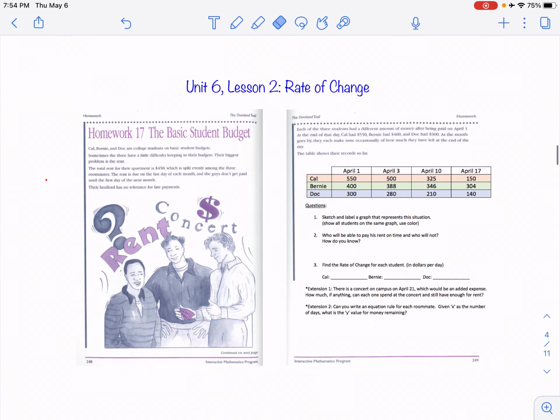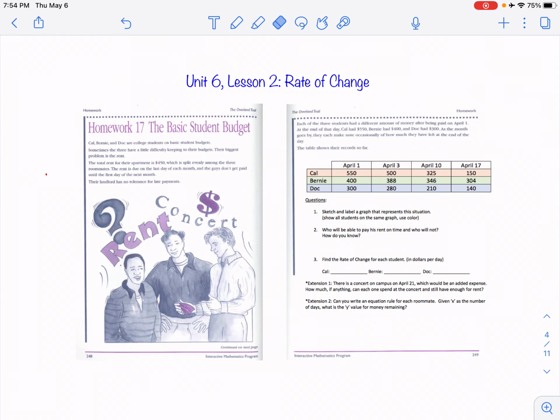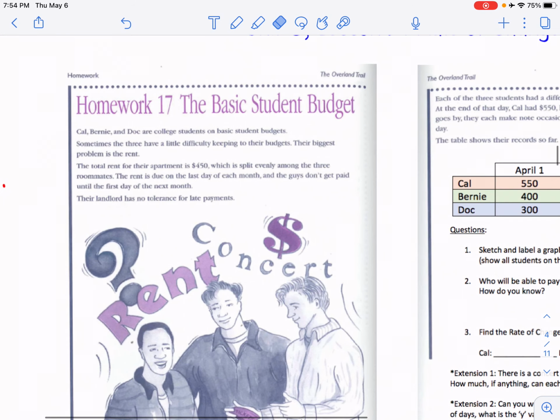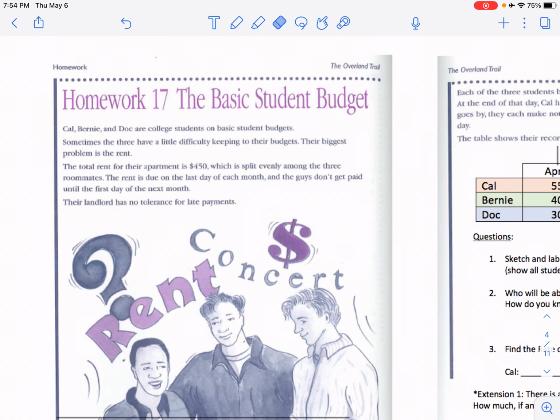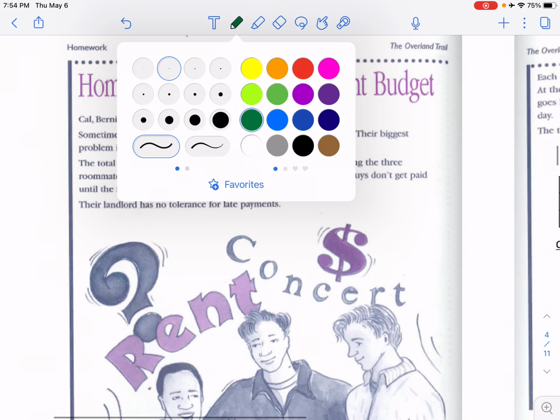But what I want you to do today is this activity here. It's called the Basic Student Budget. So just follow along for me a second. Cal, Bernie, and Doc are college students on a budget. These are their names. Sometimes the 3 have difficulty keeping to their budget.